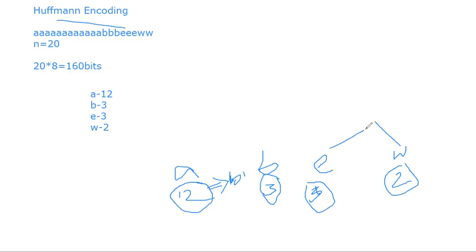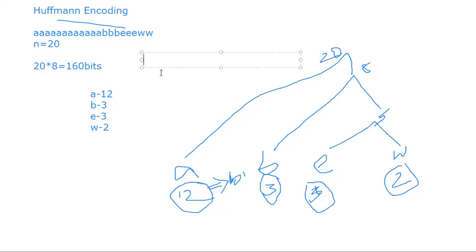So this is 3 and 2, which when I draw it becomes 5. The next is 3 and 5, which makes 8. When I add 8 and 12, it becomes 20. For the bit notation, it's up to you how you follow: we can take left as 0 and right as 1, or left as 1 and right as 0. I was using this notation here.